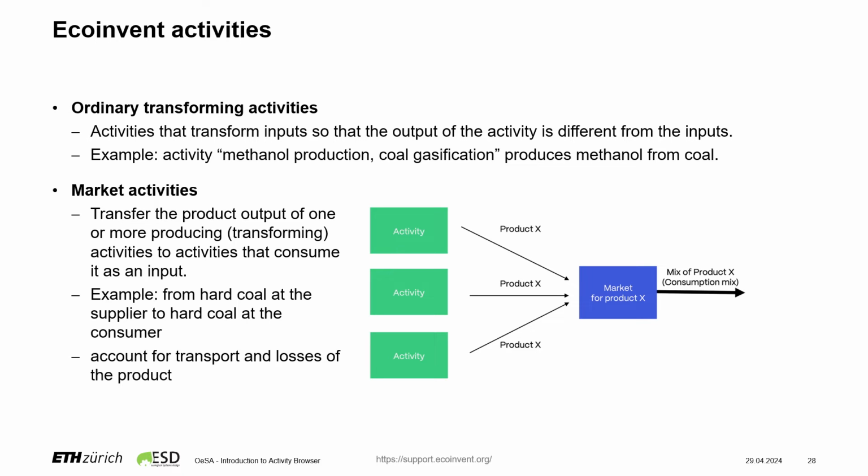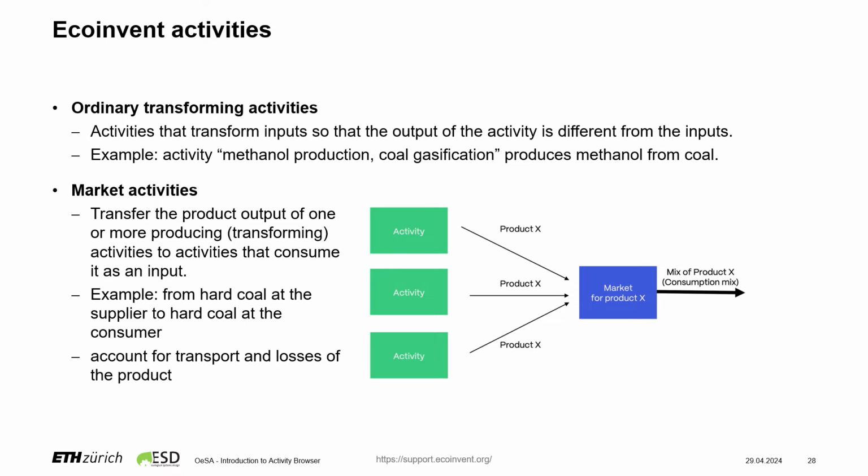Market activities, on the other hand, create consumption mixes. So they collect a number of different activities, for example, supplier to consumer. And the suppliers can be from, I don't know, for instance, different countries, and their mix will be created by taking the respective shares of those suppliers and making them into one consumption mix. So these are markets. They account for transport and losses of the product as well.